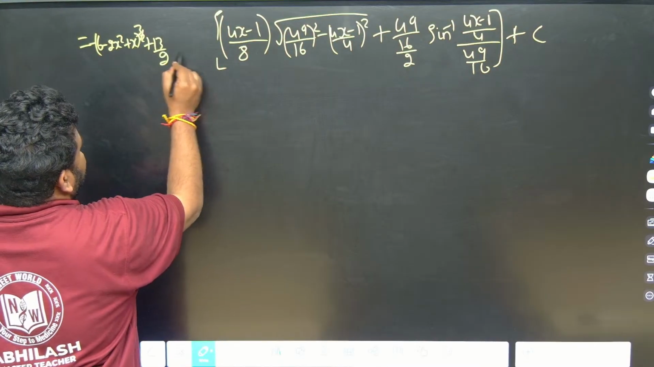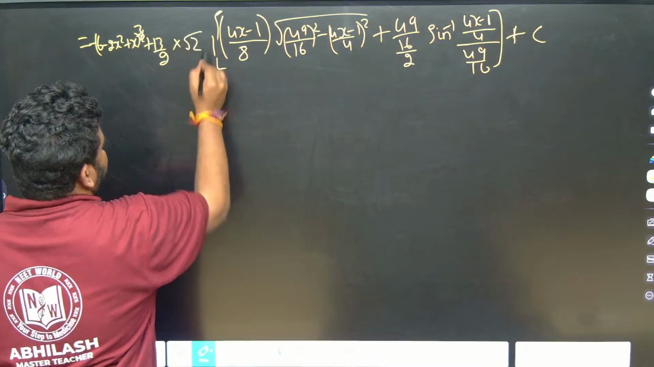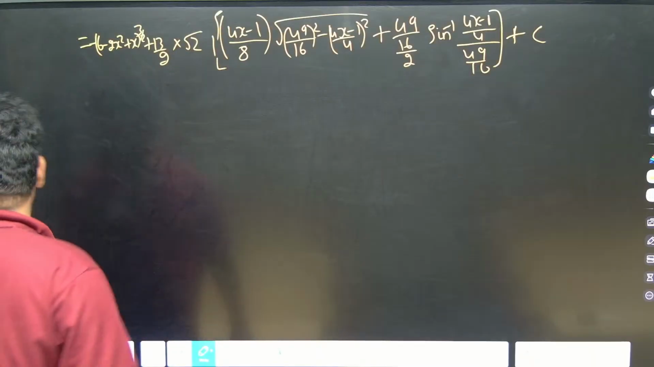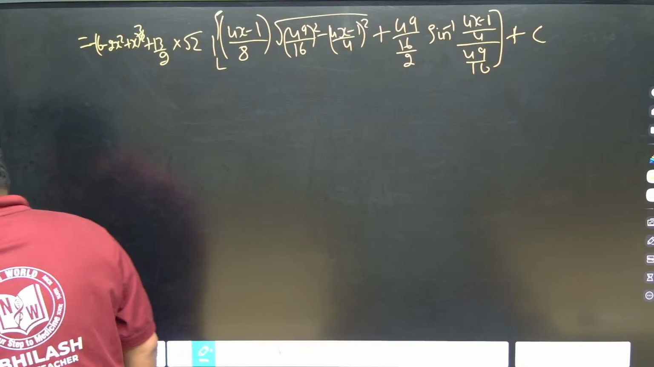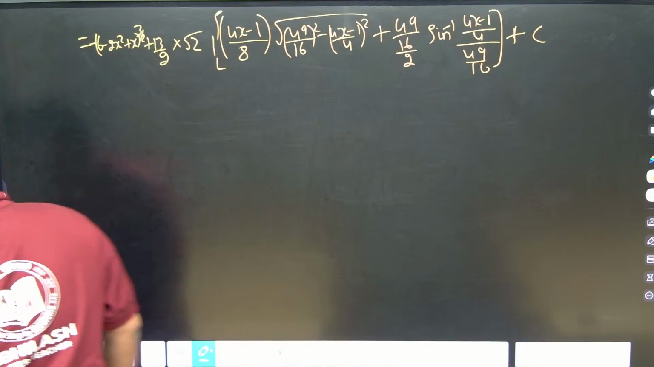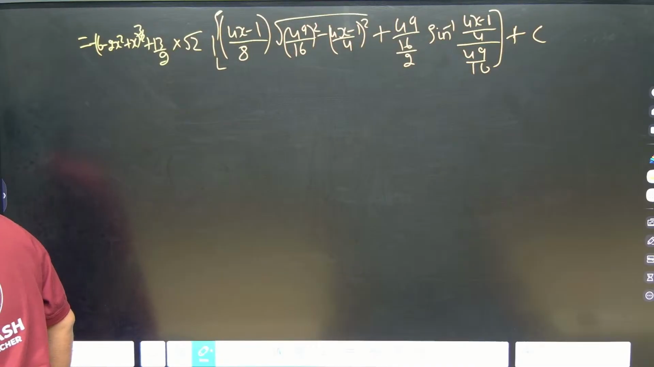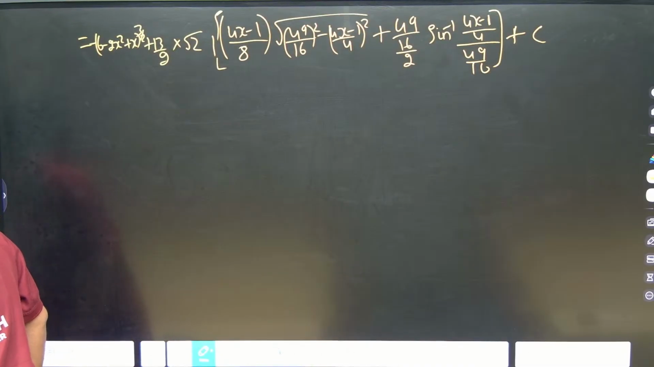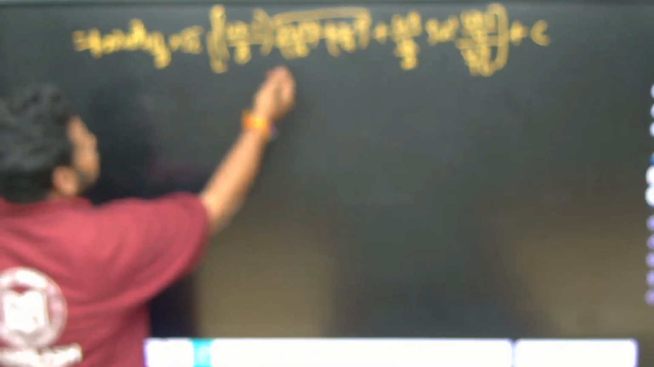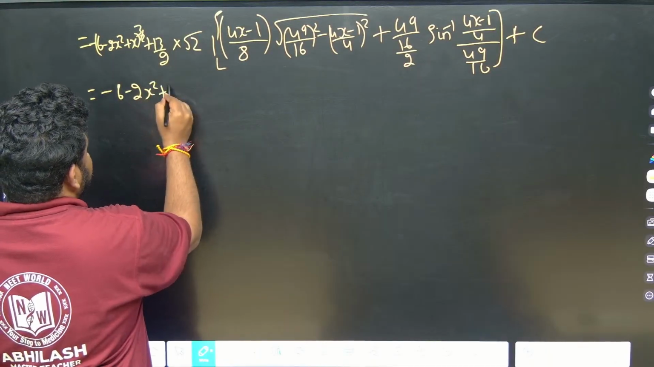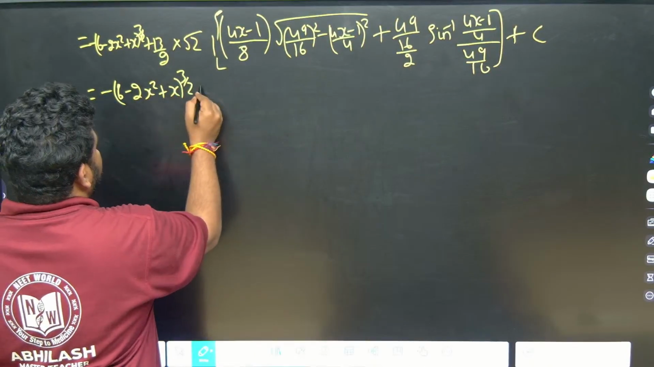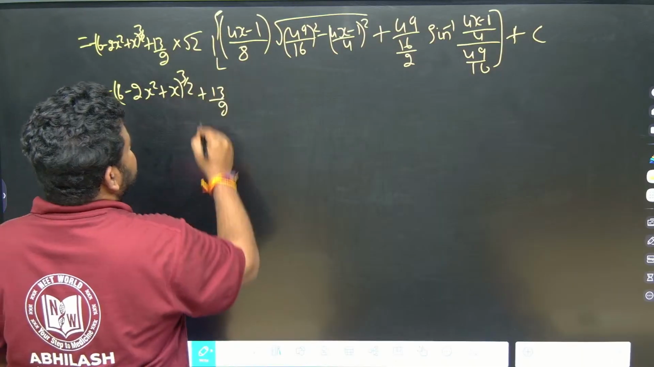13 by 2 into what do we have? We have root 2 also, so we have to send root 2 inside. Finally, what would this become? If I send root 2 inside, this will eventually become minus of 6 minus 2x square plus x to the power of 3 by 2 plus 13 by 2 into, if I send this one inside, what will this become?